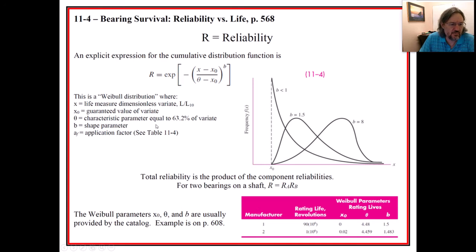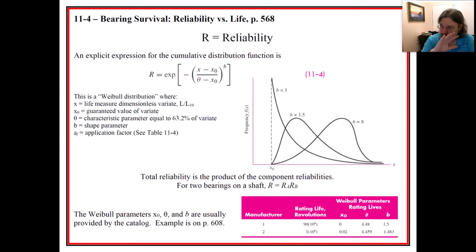Something we should remember about reliability here is that reliability is a multiplier, right? So if you have one bearing that's 90% reliable and you have another bearing that's 90% reliable, the total reliability is going to be 81%, right? 0.9 times 0.9 is 0.81, pretty sure. And so remember that, right?